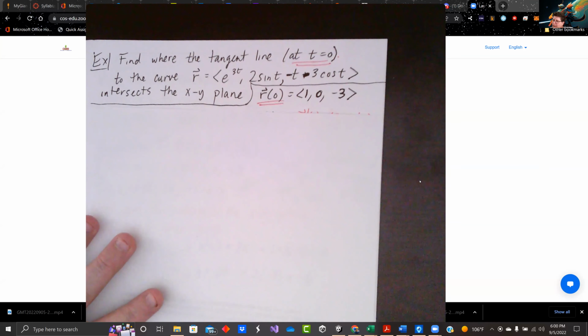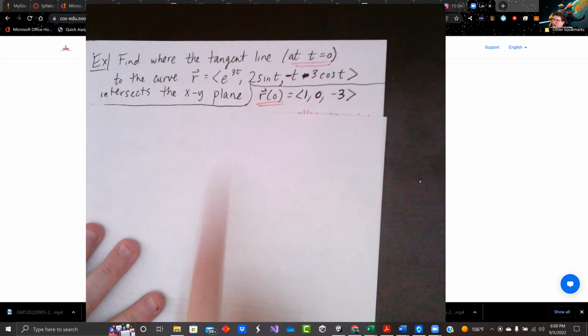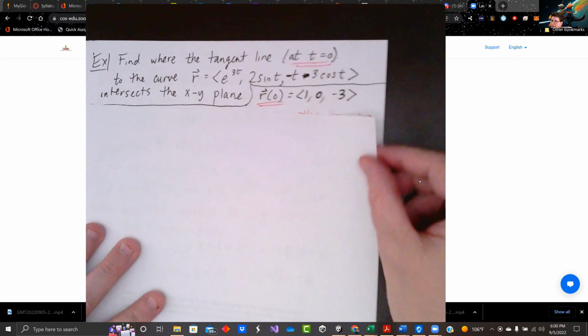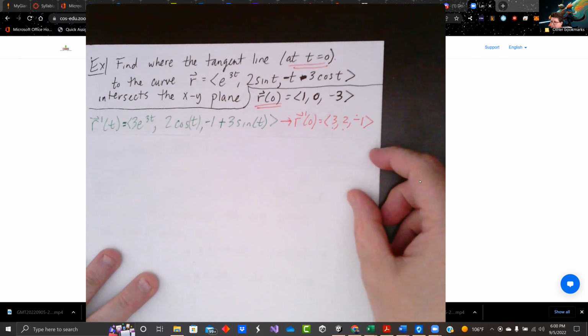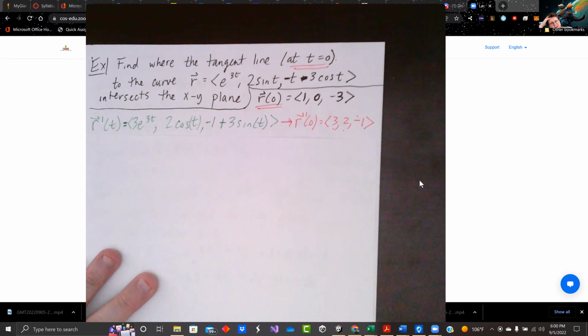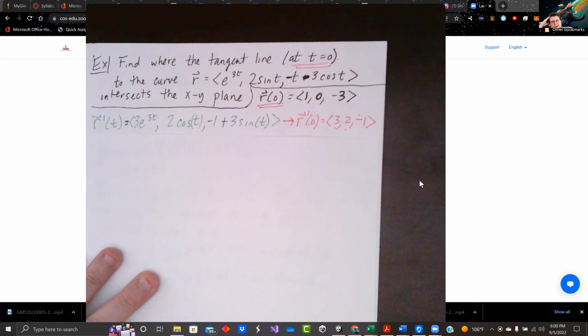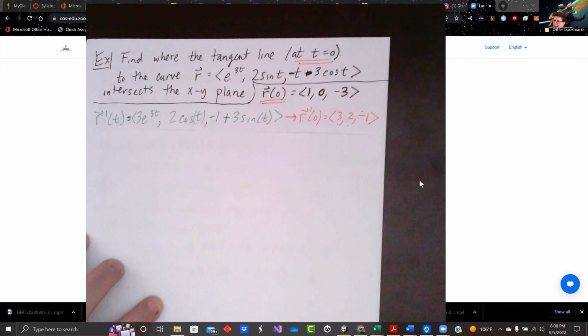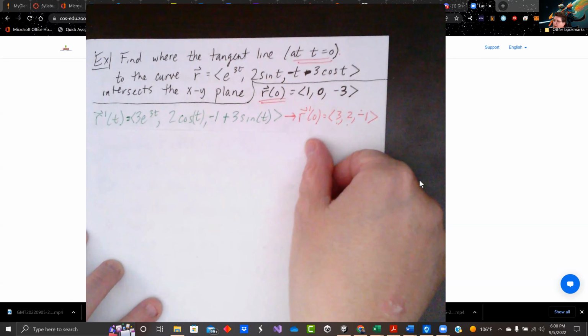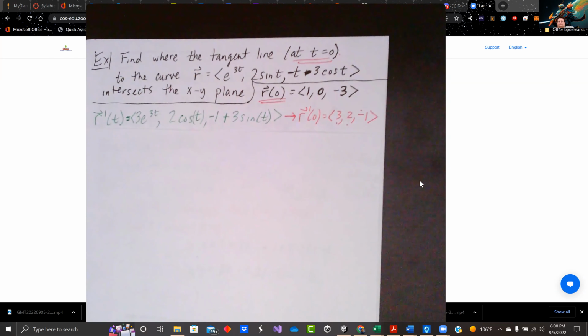So let's just figure out what it is. R of 0, I just plugged in 0 and found what it was. Let's calculate r prime of t first. Time derivative of e to the 3t is 3e to the 3t. Time derivative of 2 sine t is 2 cosine t. And the time derivative of -t minus 3 cosine t is -1 plus 3 sine t. Evaluating with t is 0, I get <3, 2, -1>.